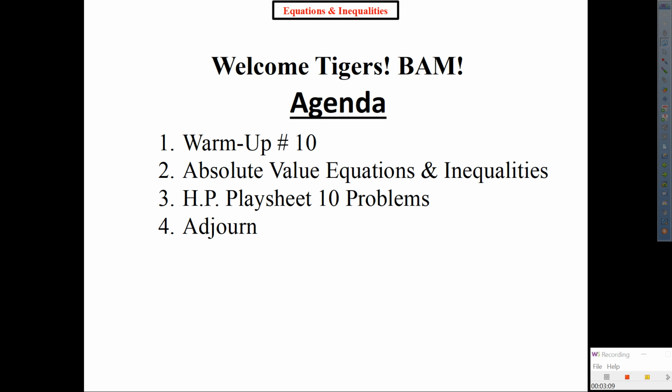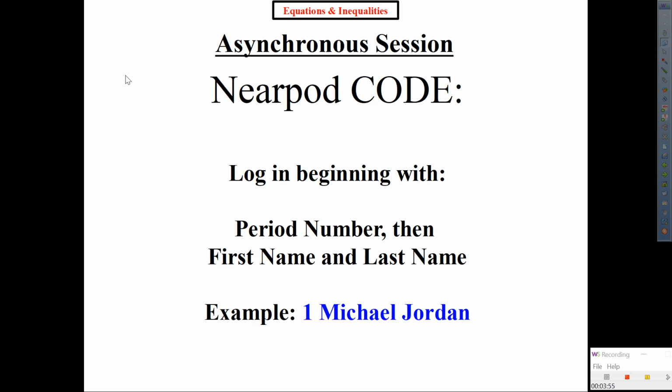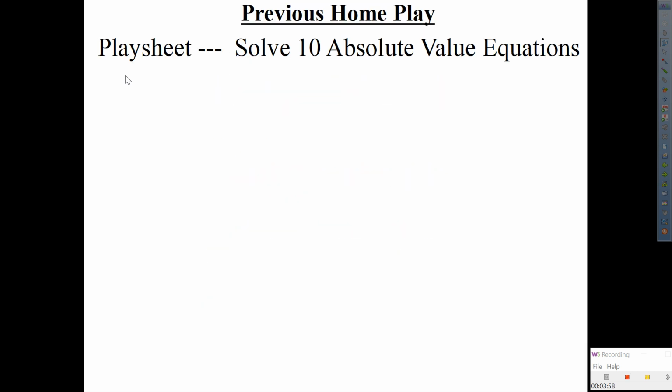So, let's see where we're at. No Nearpod code. Yesterday's home play was 10 problems from your play sheet, so go to Canvas, turn that in right now. And tonight's home play is also on Canvas underneath where you turn in the other one. Okay, yes? Say that again? Can you use? Yes, you may use your phones to turn that in.